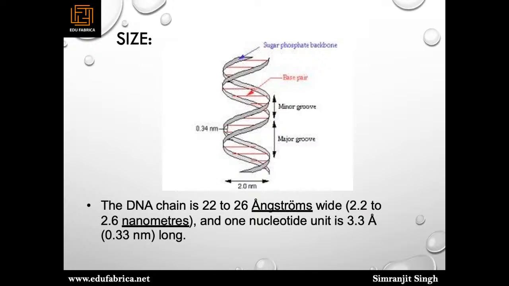So there's also a major groove and a minor groove. There's a distance between each base pair of around 0.34 nanometer, and the whole diameter of this DNA is 2.0 nanometer. There is also a sugar phosphate backbone, as we have discussed, and when it makes a small turn from here, that's your minor groove, but when it makes a large turn, that's known as the major groove. And the DNA chain, as we have discussed, is of 2.2 nanometers, and one nucleotide unit is around 3.3 or 3.4 nanometer long.